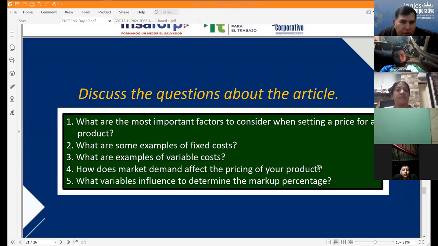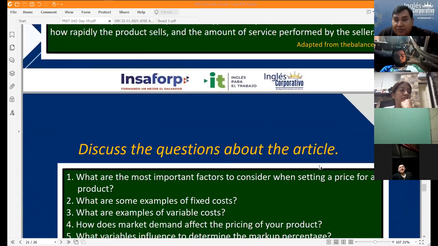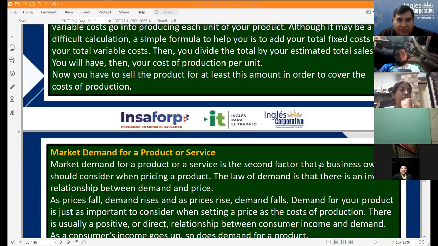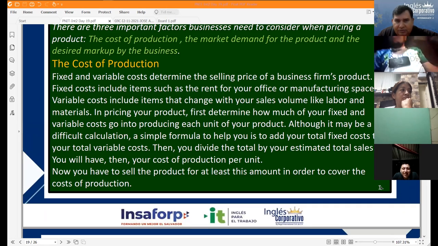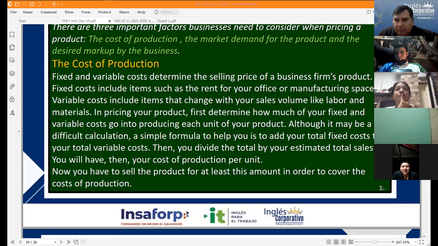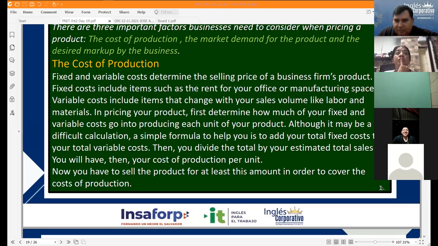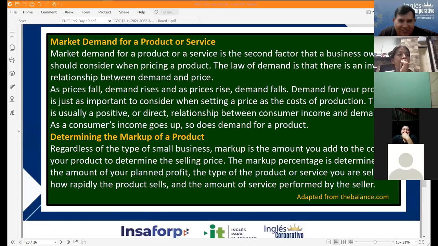What are examples of variable costs? Jose Carlos, what are some examples of variable costs? Yes? Okay, let me see variable cost. I can't see, teacher. Let me see. I cannot see, but it's in the second, not in the first. Okay, yes. A variable cost includes items that change with your sales volume.